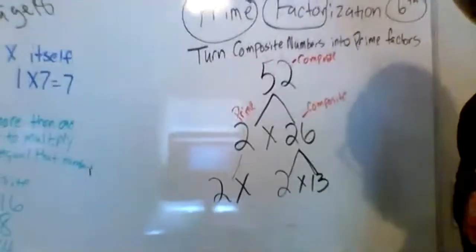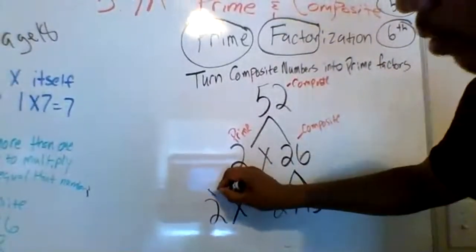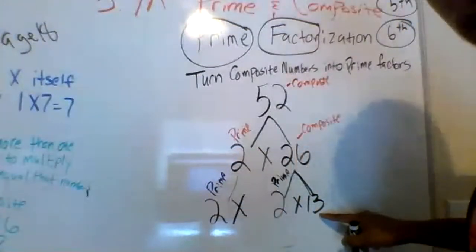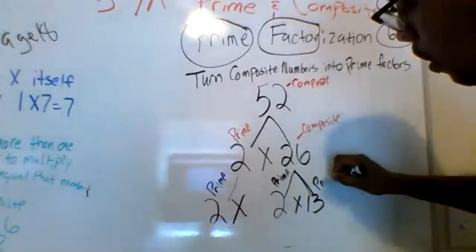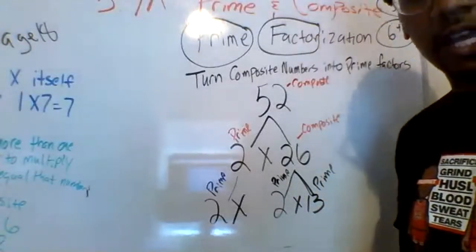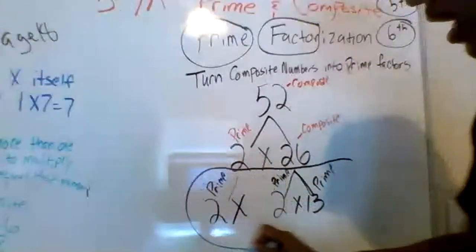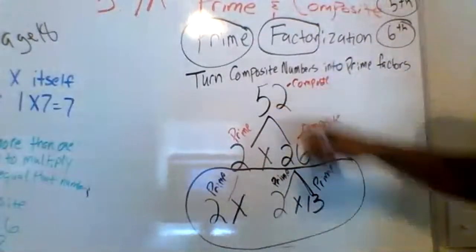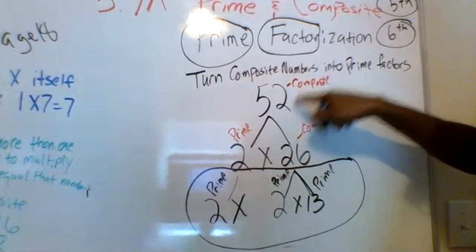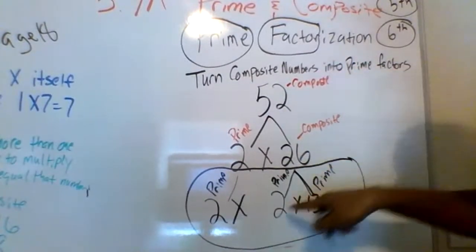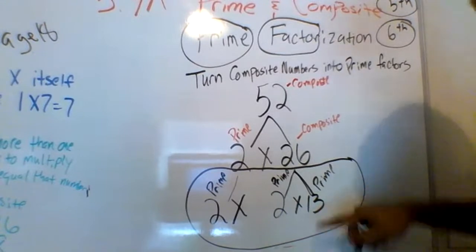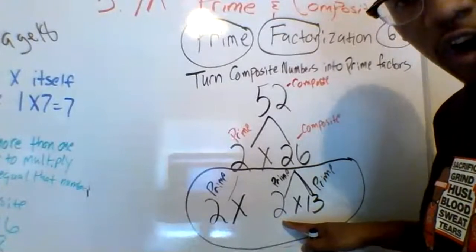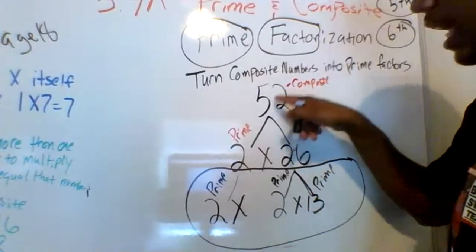All right? Now, 2 is still prime. This 2 is still prime. And now 13 is also prime. Now this is your answer. This is the prime factorization of 52. I have turned the composite number 52 into prime factors. 2 is prime, 2 is prime, 13 is prime. All right? 2 times 2 is 4, and 4 times 13 is 52.